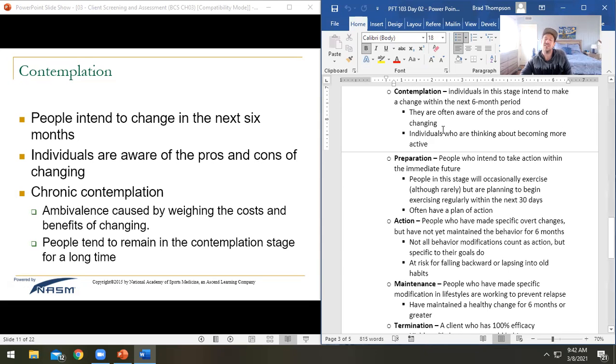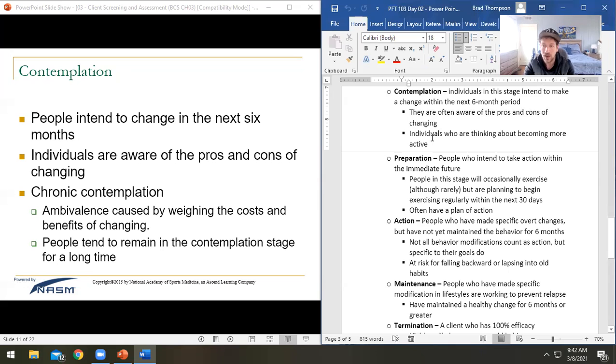So individuals in the contemplation stage do intend to change within a 6-month period, but they haven't taken any steps yet, other than maybe verbal confirmation that they want to change. They are often aware of the pros and cons. They're like, I get it, it's bad for me, therefore I shouldn't do it. They're aware, and they're thinking about becoming more active or changing their habits in some way.